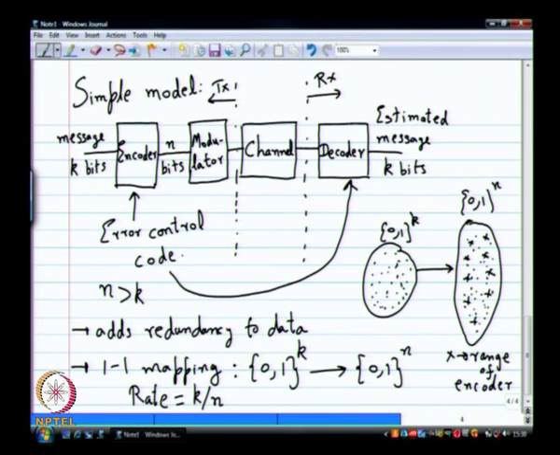and I will define a very simple encoder which is very commonly used, and then we will see how to study it properly. Is that okay? Any questions or comments at this point?